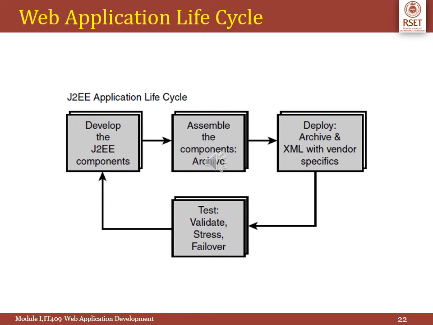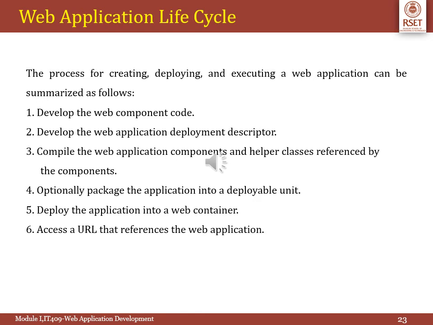The main phases of a web-based application are developing the components, assembling the components, deploying the components, and testing and validating and doing the failover mechanisms. The process of creating, deploying, and executing a web application can be summarized as follows. Develop the web component code, develop the web application deployment descriptor, compile the web application components and helper classes referenced by the components, optionally pack the application into a deployable unit, deploy the application into a web container, access a URL that references the web application.